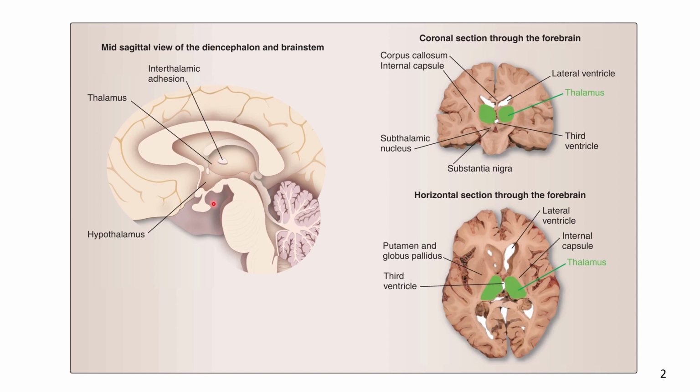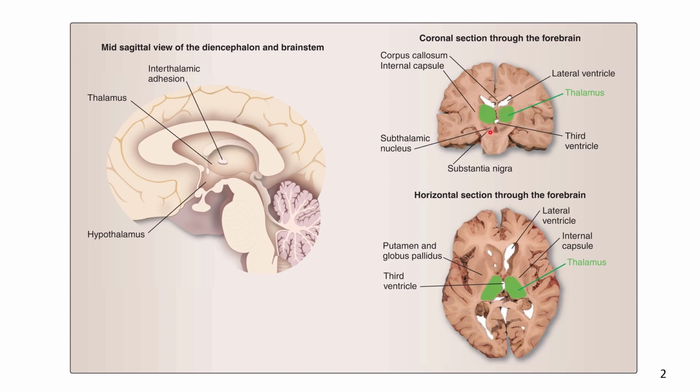If you cut it like this coronally, then you can see the location of the thalamus here. So there's two of them, as I said before. In the middle, you will have the third ventricle here. You have the lateral ventricles here. This is the septum pellucidum, and this is the corpus callosum.